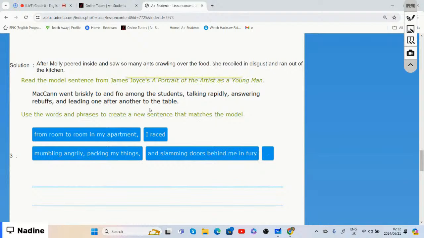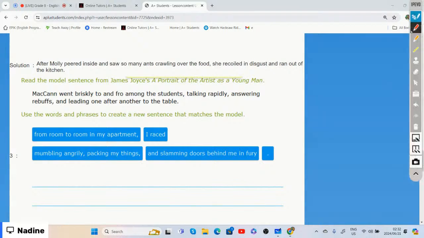All right, so once again, once we recreate or create our sentence, I'm going to put numbers on there and then from there we will read it again. Let's start with I raced. So we can say I raced. Let's go with number two. I raced from room to room in my apartment, mumbling angrily, packing my things, and slamming doors behind me in fury.